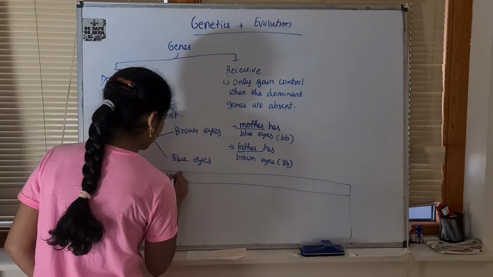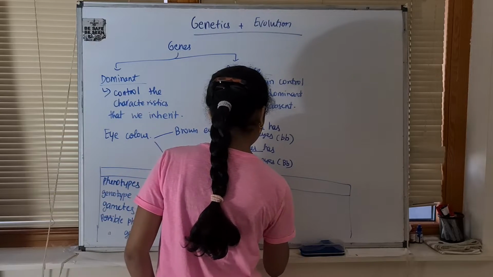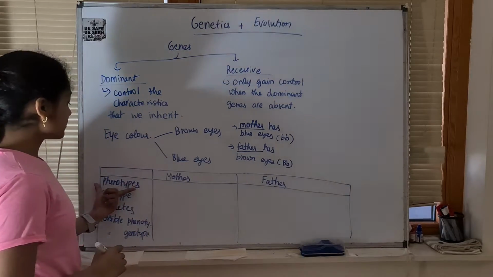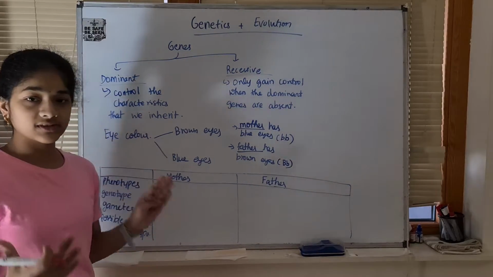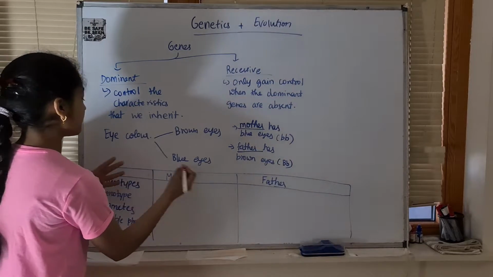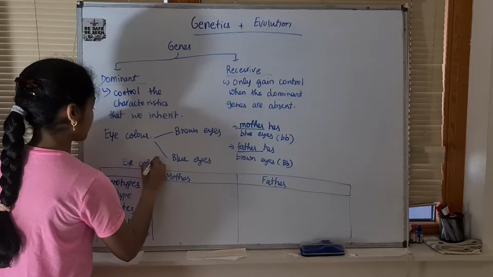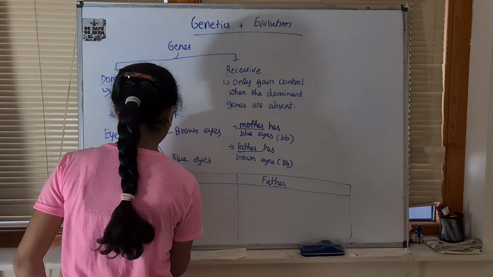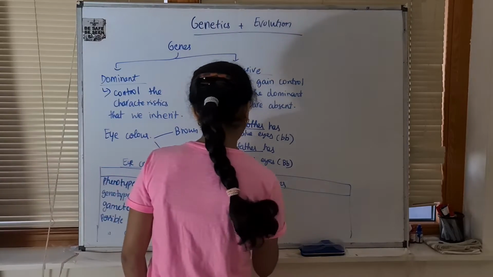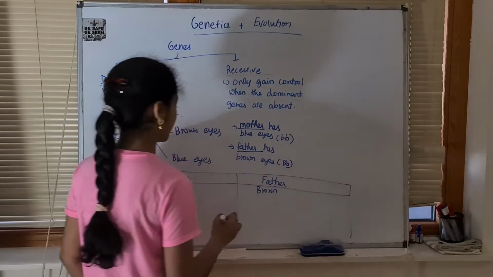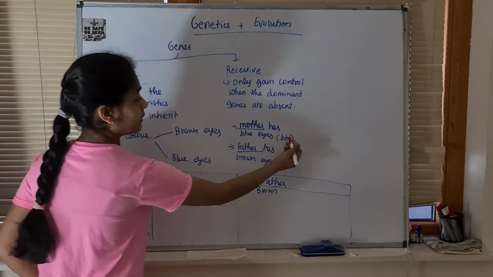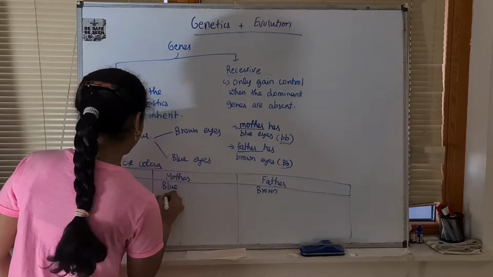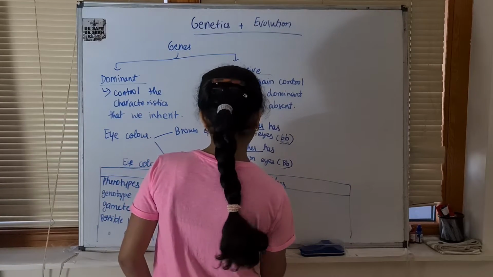So we say mother and father. Phenotype means the physical characteristic, in this case the eye color, which is the main thing we're looking at here. The phenotype of the mother is blue eyes, and the father has brown eyes. Genotype: we have been given the genotype also. The mother is small b, small b, and the father is capital B, small b.